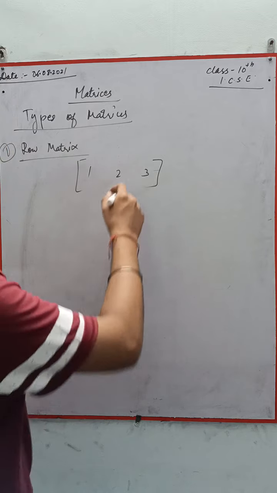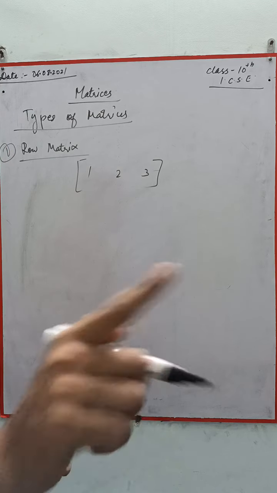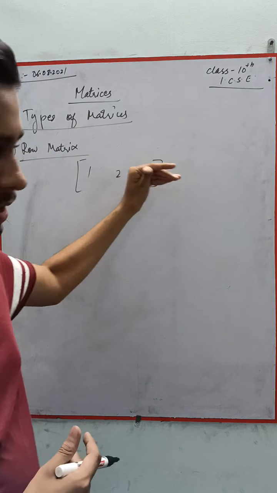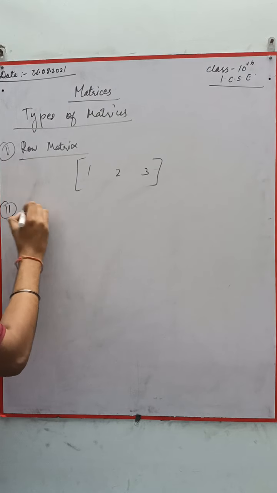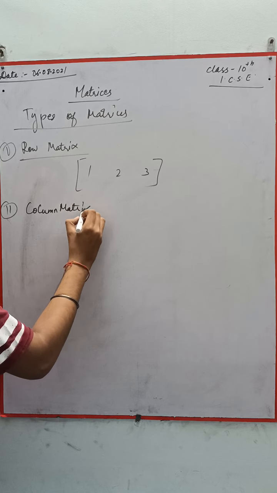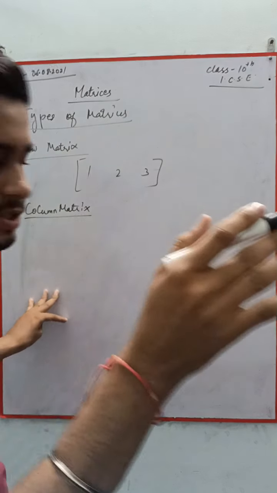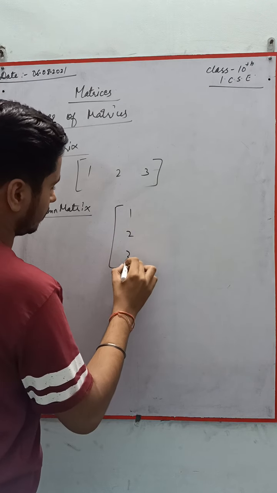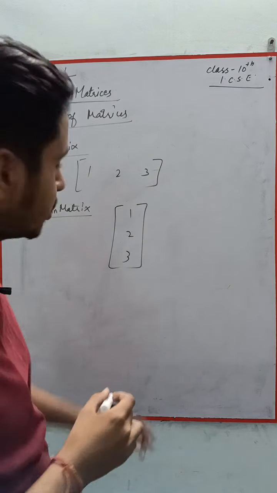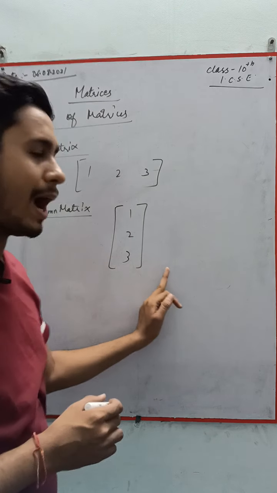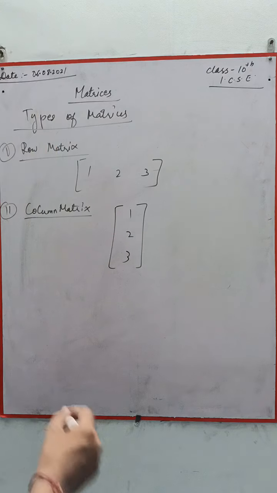Can you tell me what will be the order of this matrix? So along with the homework, answer this question, what will be the order of this matrix. Okay. Second one, column matrix. Again, by the name itself, we can think that a column matrix can be like this, which looks like a single column. Okay, so for this also answer me what will be the order of this matrix.